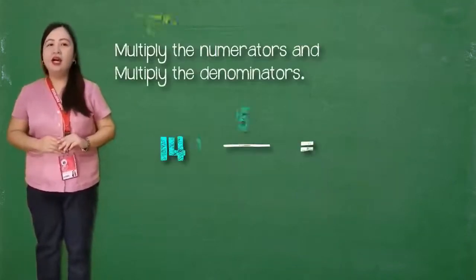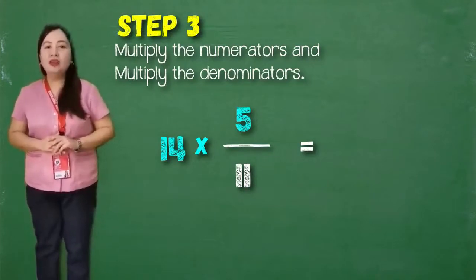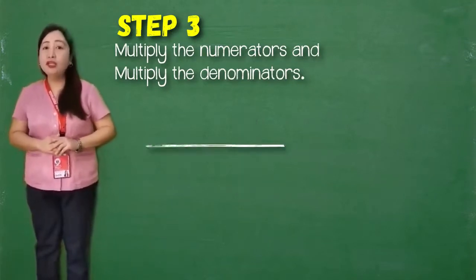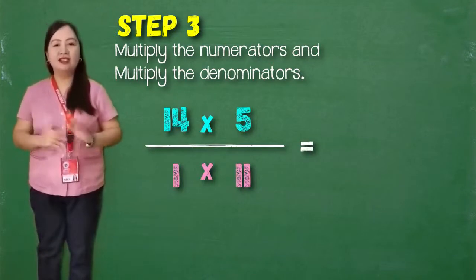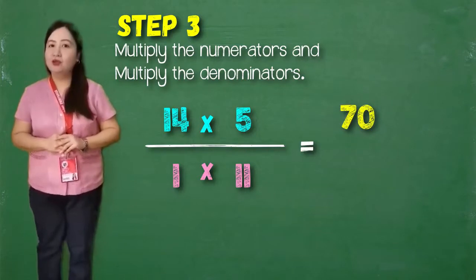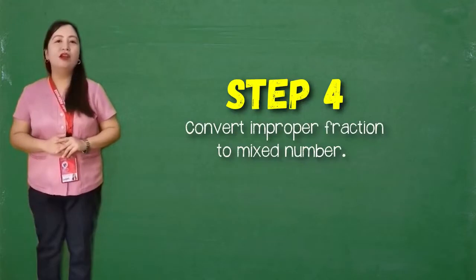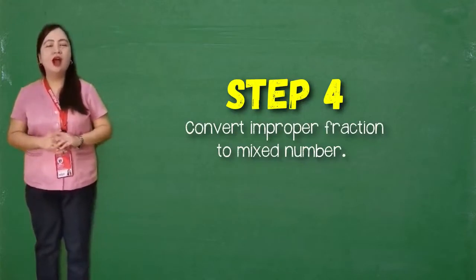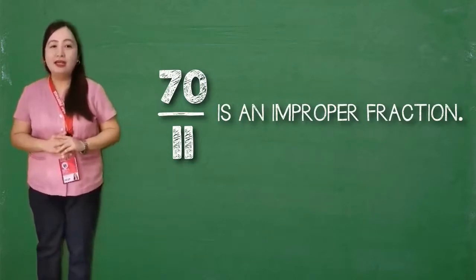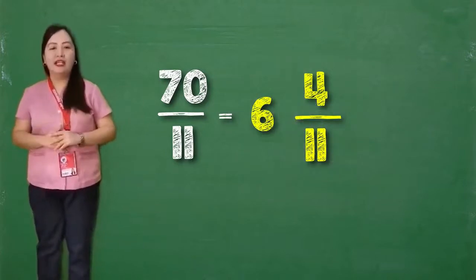Step 3. Multiply the numerators. Since 14 is a whole number, we can make it as a fraction by putting 1 as a denominator. So 14 times 5 is 70. And multiply the denominators. 1 times 11 equals 11. And the last step, convert improper fraction to mixed number. Our quotient is 70 over 11. Divide 70 by 11. The mixed fraction for it is 6 and 4/11.